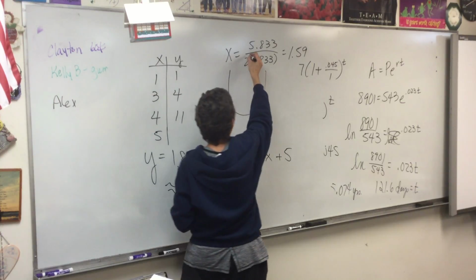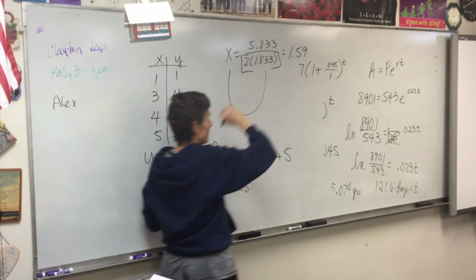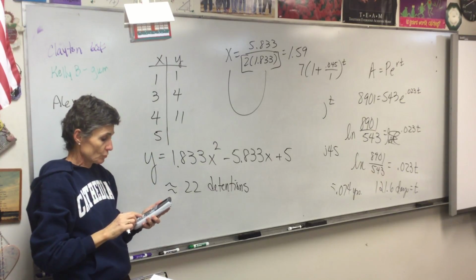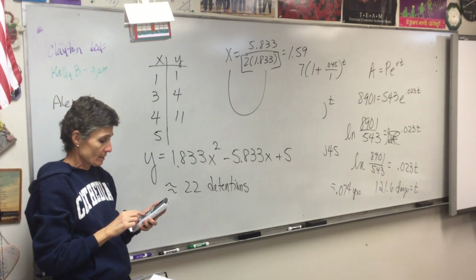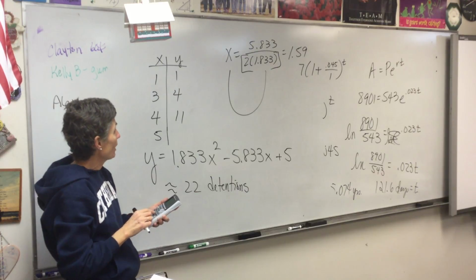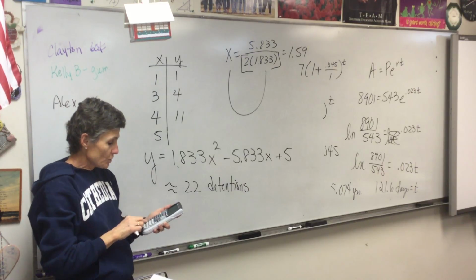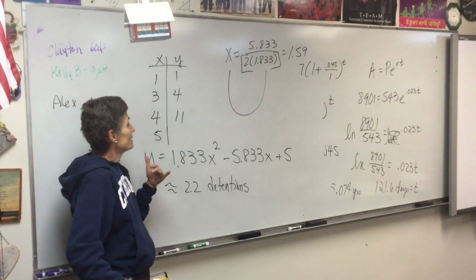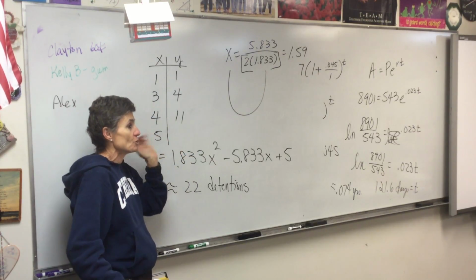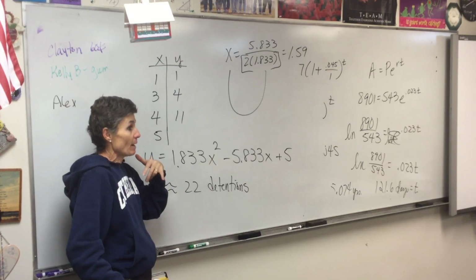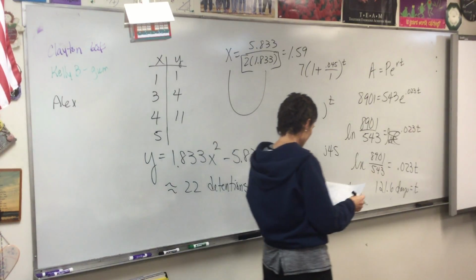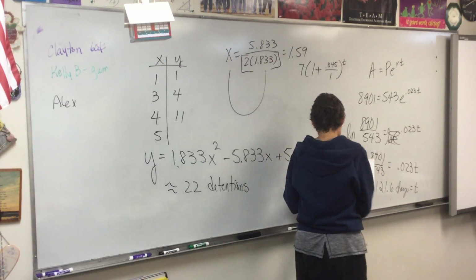Remember, when you divide by 2 things, they have to be in parentheses. Try it again. I'm pretty sure I'm right. If you don't use the parentheses, what happens is you divide by 2, but then you multiply by 1.8, and that isn't what you want to do. You want to divide by both of them.